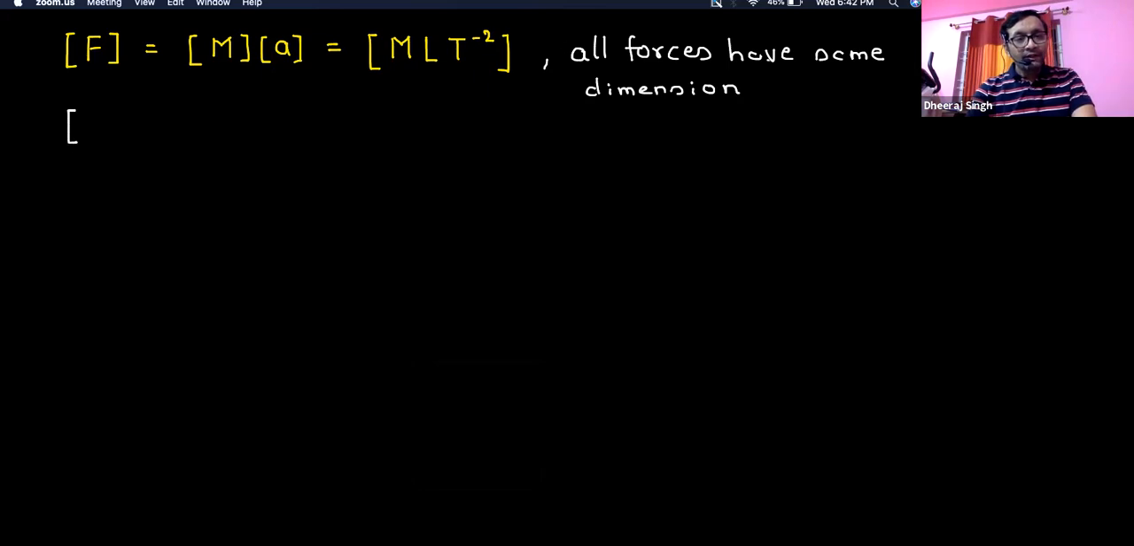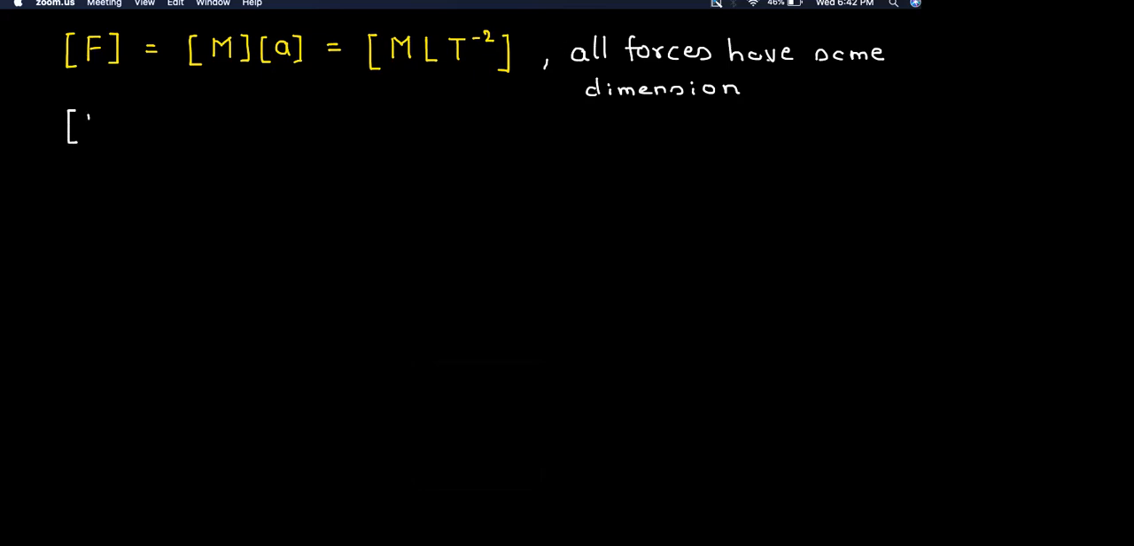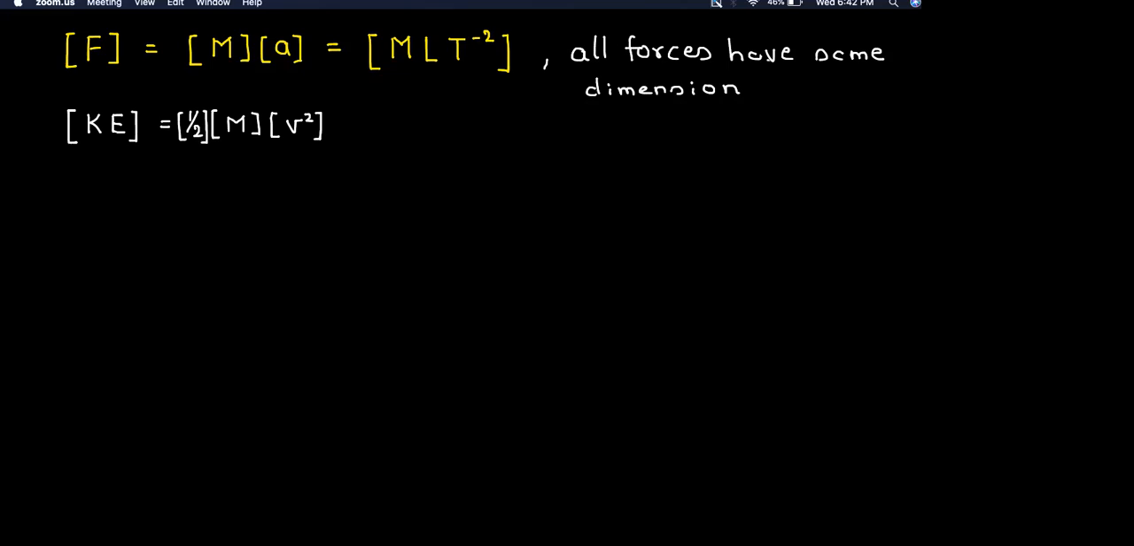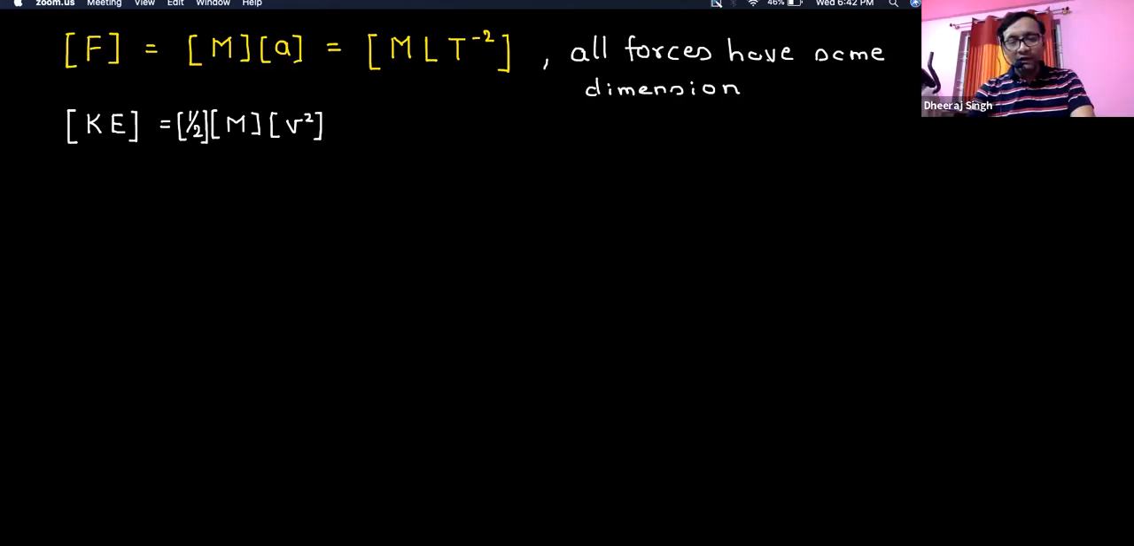Now tell me the dimension of the kinetic energy. Kinetic energy, what is the dimension? Dimension of mass into dimension of velocity square. It is half m v square. Is there a dimension of half also? Dimension of half is what? Nothing. It's a dimensionless constant, so I can ignore it. So the dimensional equation doesn't have half in it. Dimensional equation only has the variables.